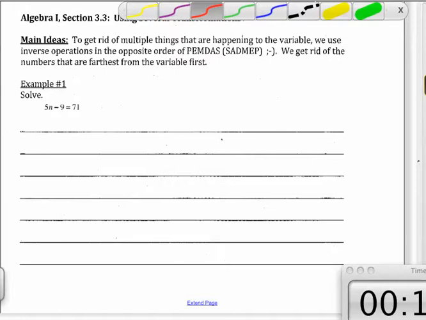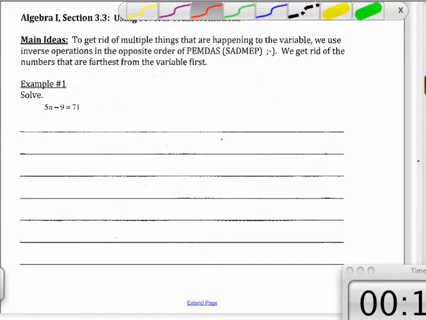And remember, something that I've always said is that we get rid of the things that are farthest from the variable. I kind of use that as my rule. I mean, that's not a real mathematical thing, but it's a good idea when I'm looking at an equation. I'm getting rid of the number that's farthest from the variable. I'm basically unpeeling the equation so that I've got just the variable by itself.